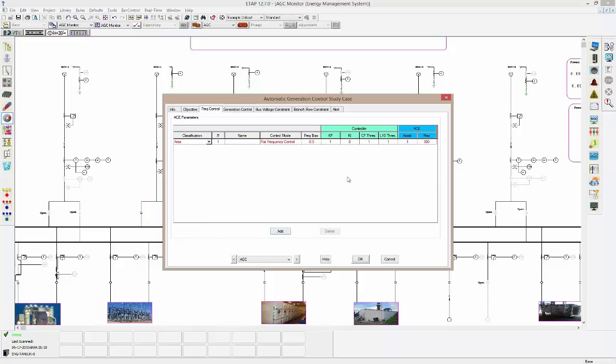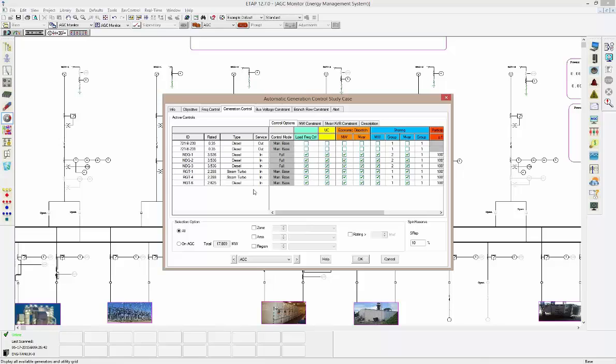In frequency control, we basically specify our control area. This application can also be adapted for transmission energy management systems, where you can have multiple areas or control areas, in which case this list would be much longer. But since we're dealing with a single microgrid, we only have one control area to deal with. And then we have different generators, obviously, in the system that I'm utilizing in addition to any of the renewable sources.